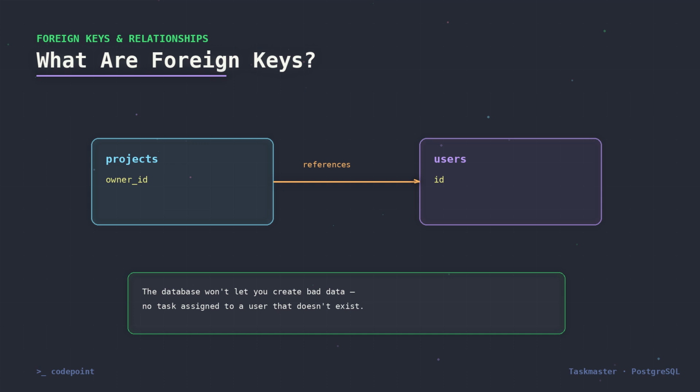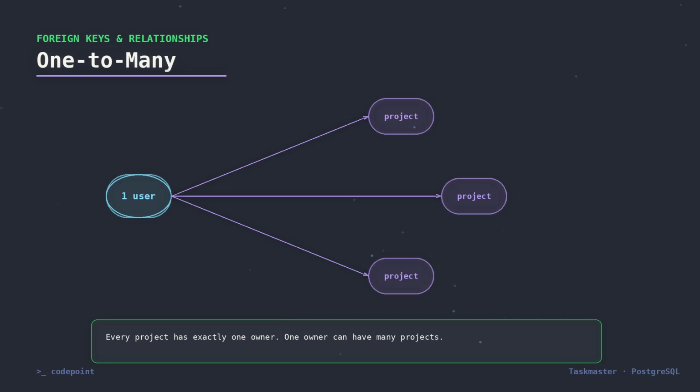Foreign keys and relationships. What are foreign keys? A foreign key is a column that references the primary key of another table. It creates a relationship. When you add a foreign key constraint, PostgreSQL enforces it. The database won't let you create bad data.